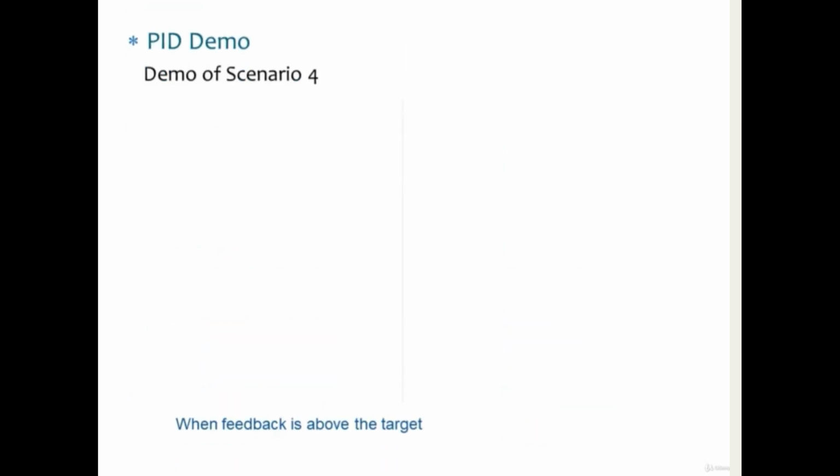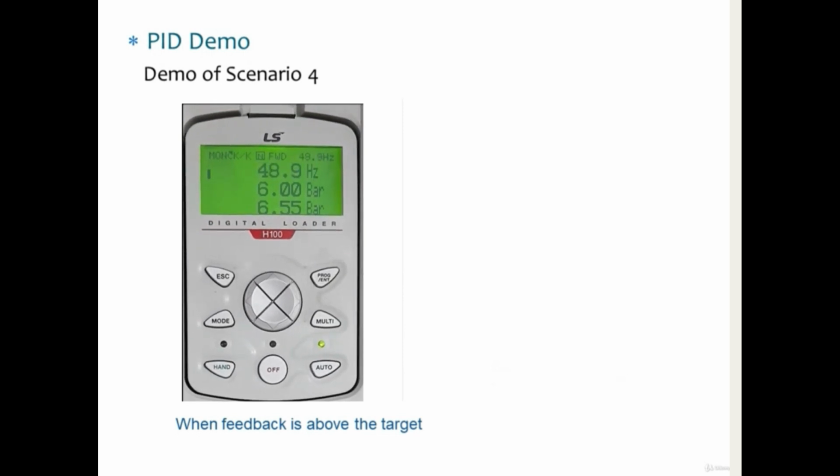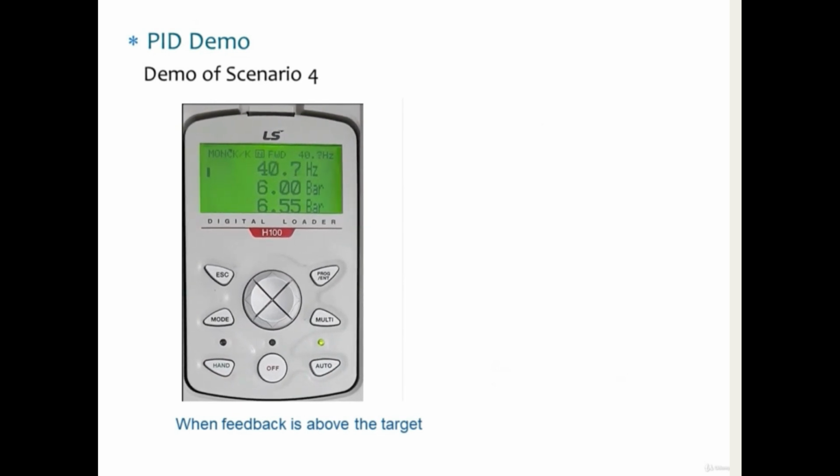Similarly, when the feedback is above the target, PID tells the drive to decelerate the pump. If the feedback is above and far from the target, the deceleration will be faster, as you can see in the demo.